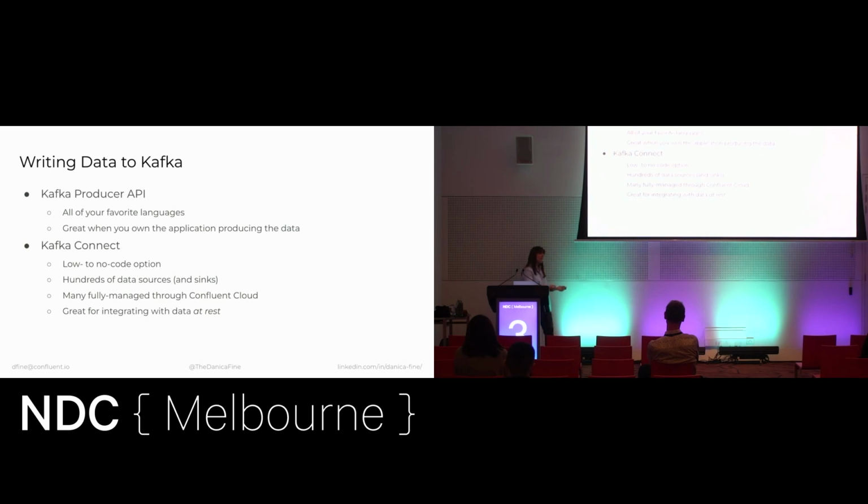You know where it is. Maybe it's in a database somewhere. Maybe it's in some files or at the other end of an API call. Really great for reference data or lookup tables, things that are extra auxiliary or reference data that you need to have in Kafka for later on.